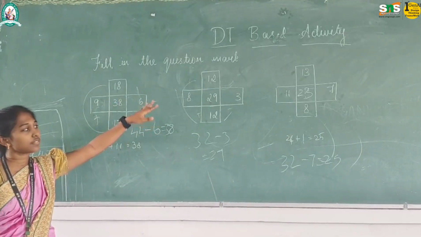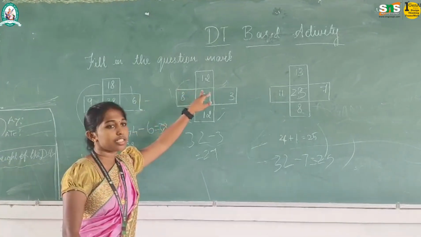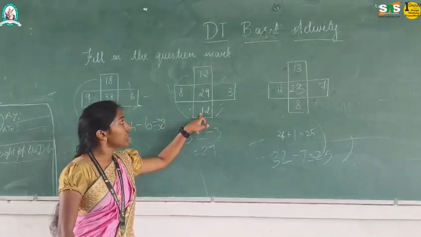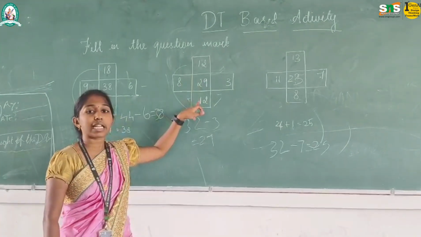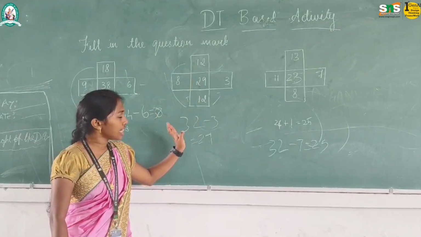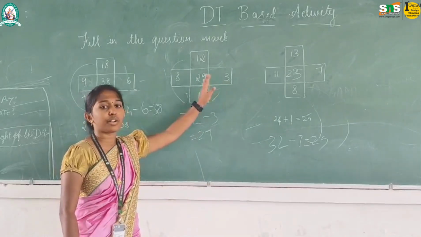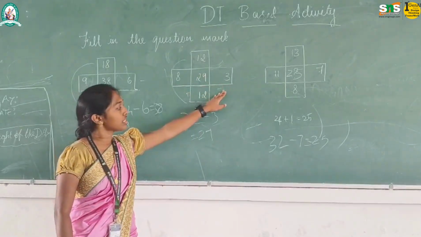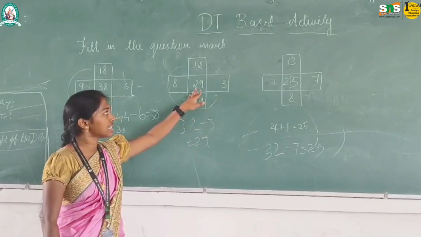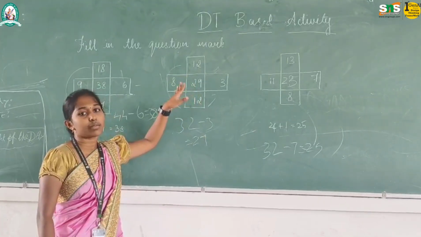Similarly, for the second logic, we are going to add three numbers. The numbers are 12, 8 and 12. By adding these three numbers, I get an answer as 32. Next we are going to subtract the fourth number from the added value. The fourth number is 3. While subtracting, I get an answer as 29. That is for the second problem.